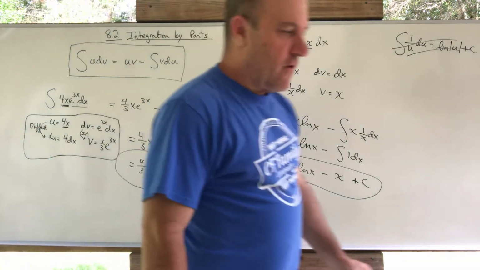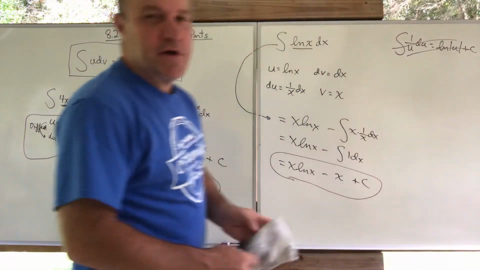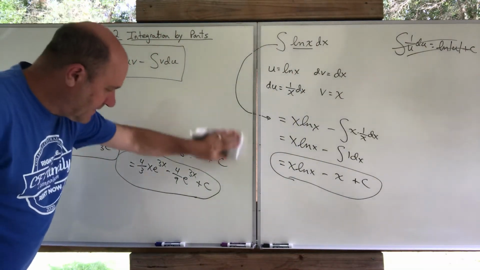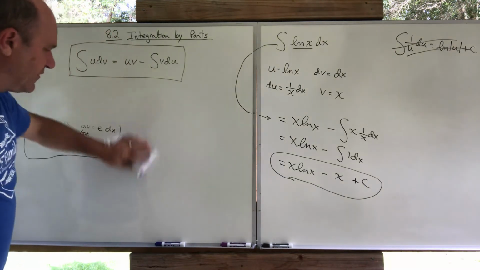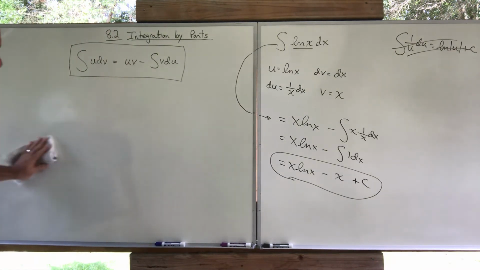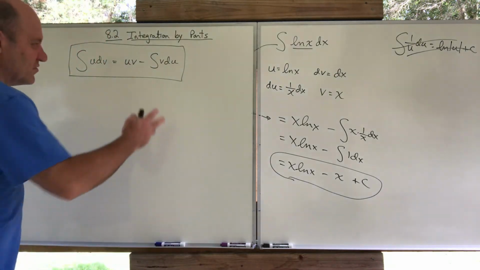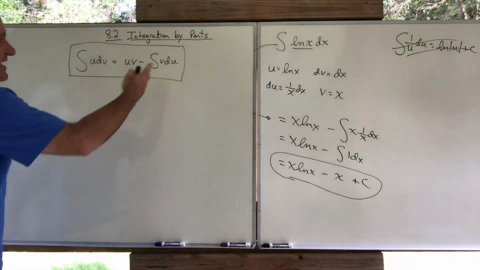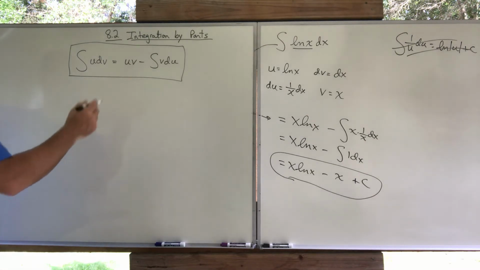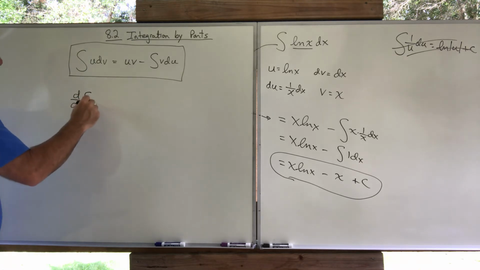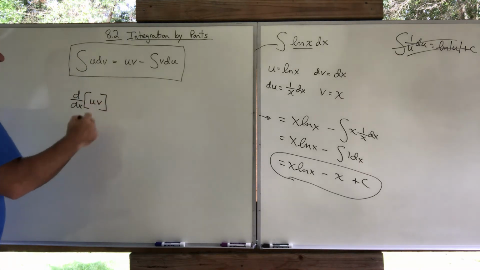One more thing before I leave this video. I introduced this idea and did a couple of examples, but I didn't prove this idea to you. Let's try a little loose proof here. This idea comes from the product rule. You might want to say it's a backwards product rule, but it comes from the product rule.